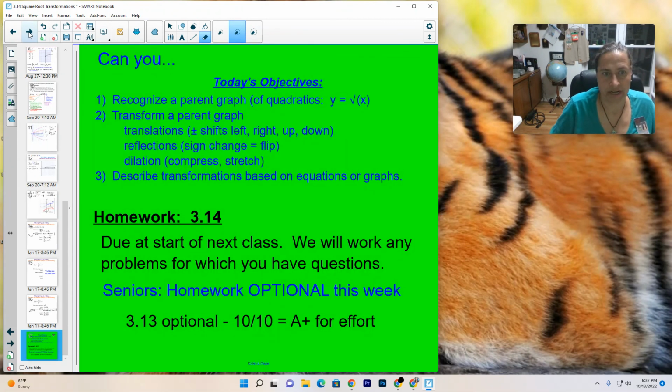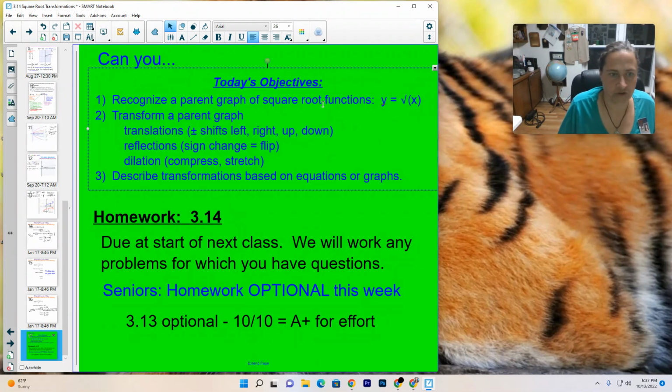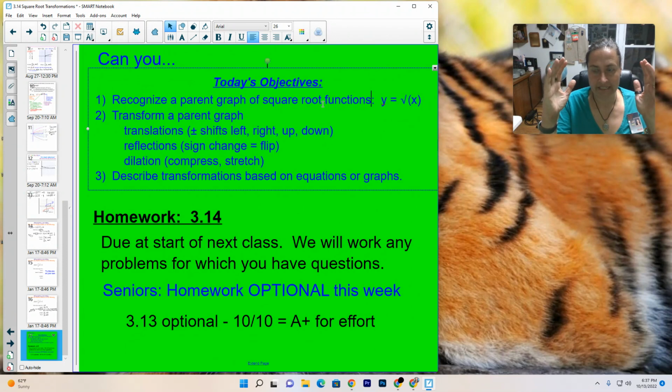So today's objectives: recognize the parent graph of square root functions. Transform it by translations. Remember, left and right are inside either the absolute values or the grouping, or in this case, the root symbol. Ups and downs are the ones outside of the grouping symbol. Reflections, if you change the sign, it flips it over the x-axis, and dilations, stretch and compress. Just be able to describe transformations based on equations or graphs.